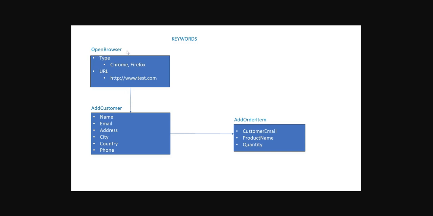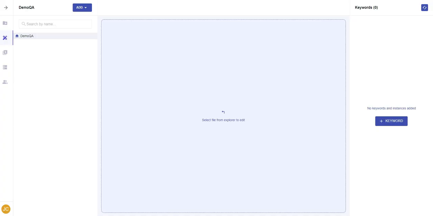The first thing we're going to do is open the browser. You provide the type, for example Chrome, Firefox, whatever, and then the URL of the web application. Once that has been designed, we go to add customer, where we fill in all the fields that are required to add a customer. Then we create an order based on the customer email, which is a unique identifier. We provide the product name and the quantity, and that's it. This is purely for demo purposes.